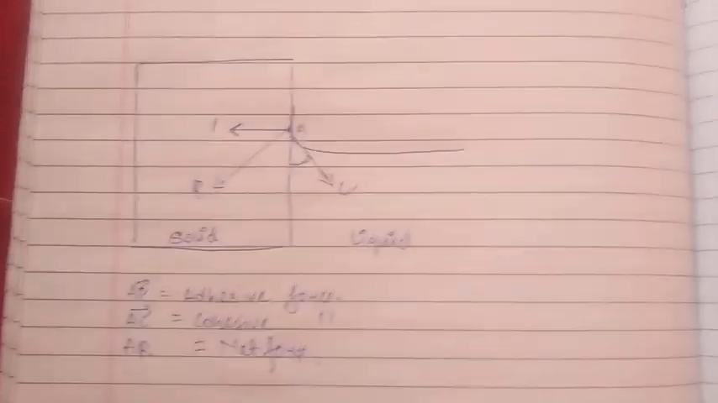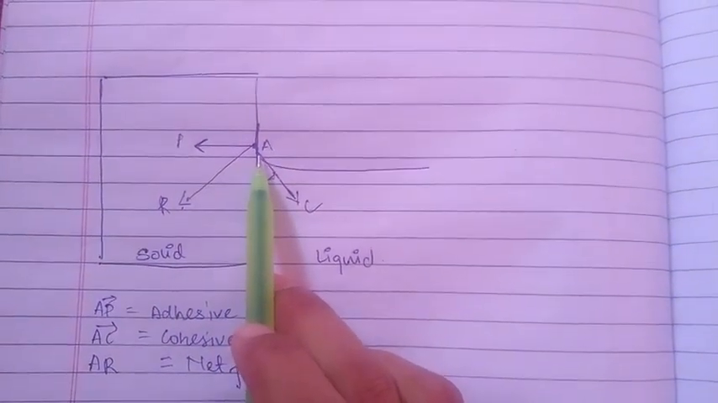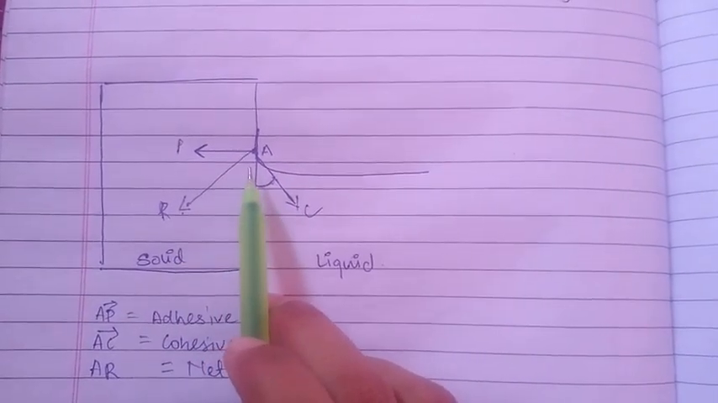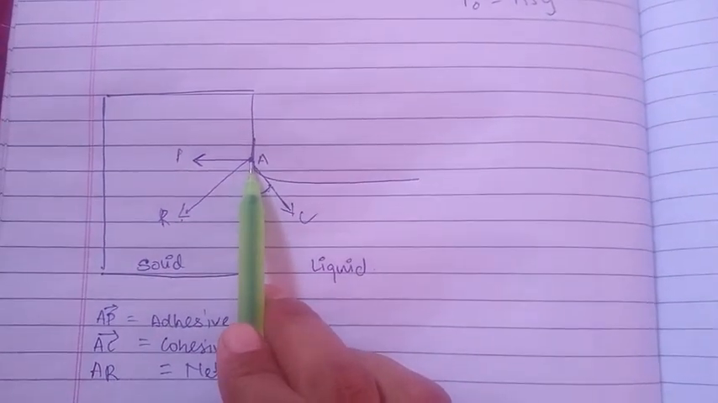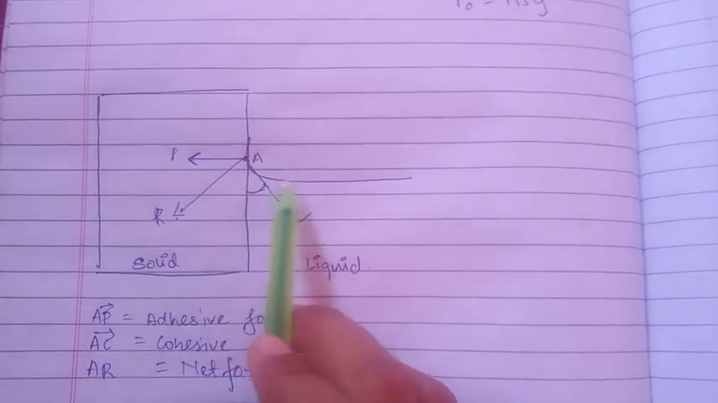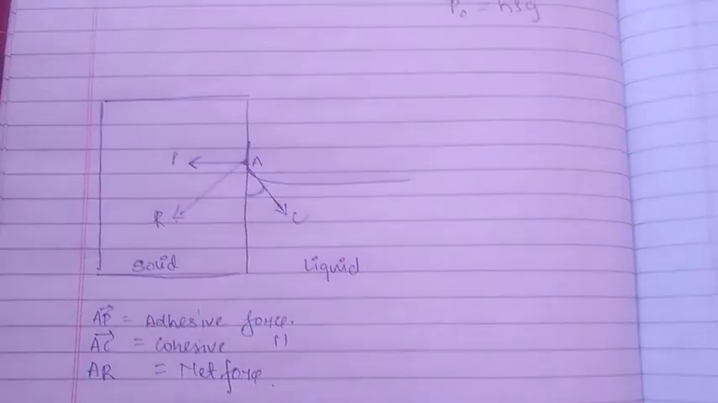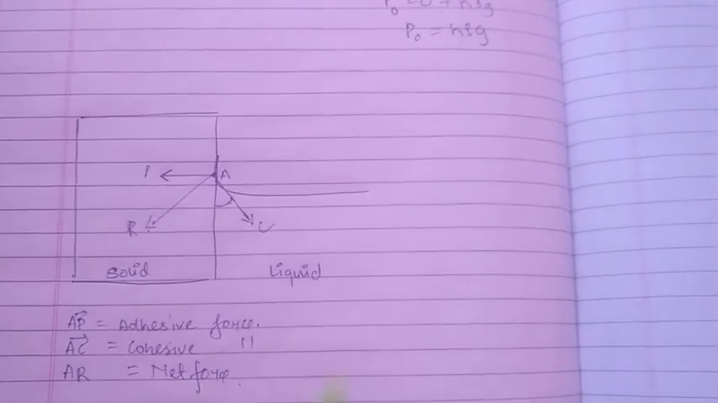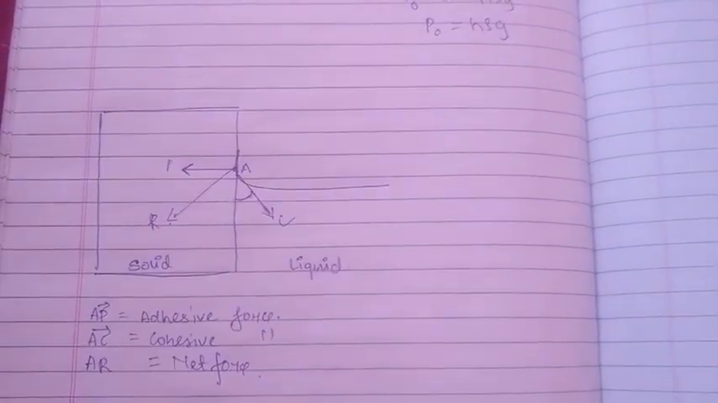As the net force is directed inside the solid, for the equilibrium or stability of the liquid surface, this net force AR should be normal to the tangent drawn to the liquid surface. That's why the liquid rises up. This is the reason why we get a concave meniscus in such liquids, and these liquids wet the solid. So the angle of contact is acute in this case, and liquids which wet the solid surface give a concave meniscus.